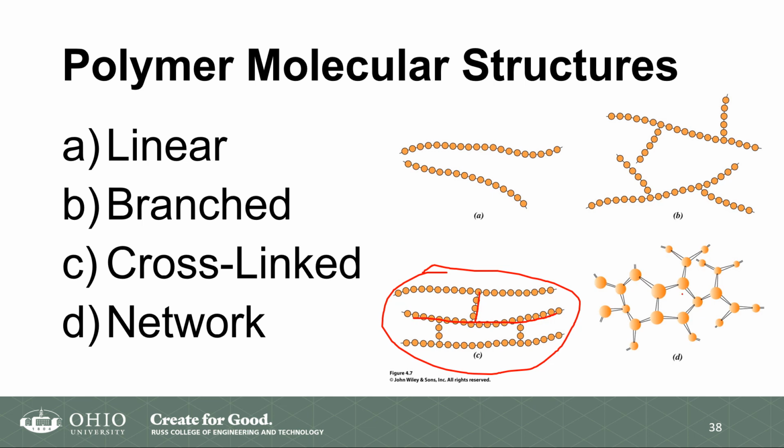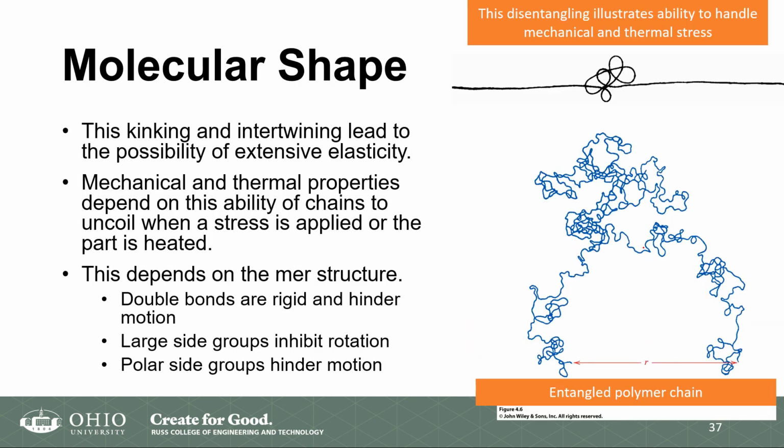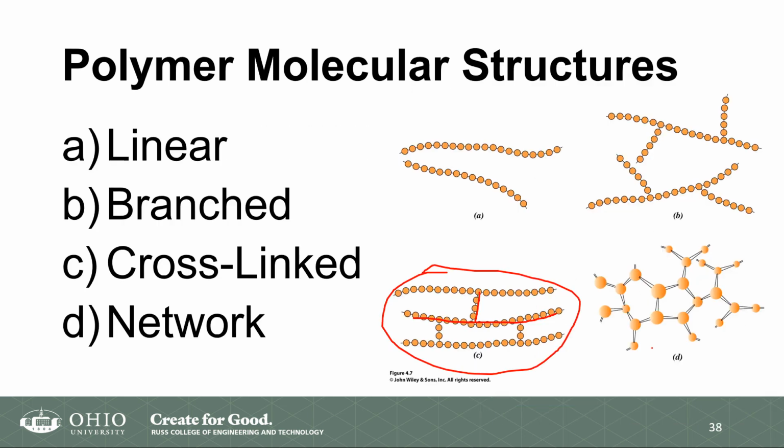And what we'll learn later on is that for A and B, they're going to have different thermal properties in comparison to C and D. If you think back to what I talked about in the previous slide, right? The ability for something to be able to handle thermal stress is going to be based on how well it can go from something that's entangled to something that's not entangled. And so when we talk about thermal properties, you're going to see that these linear and branched chains exhibit different properties than these cross-linked and networked chains as well.